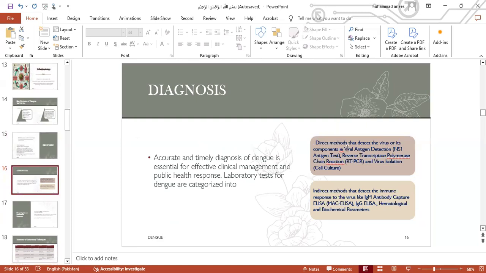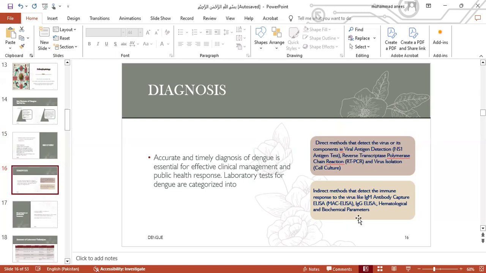Direct methods are those methods that detect the virus or its components, like the viral antigen detection test, which is the NS1 antigen test, reverse transcriptase polymerase chain reaction (RT-PCR), and virus isolation, which is cell culture. These are the direct methods. Moving on to the indirect methods, these detect the immune response to the virus, like IgM antibody presence, which can be tested by MAC ELISA, IgM antibody capture ELISA.